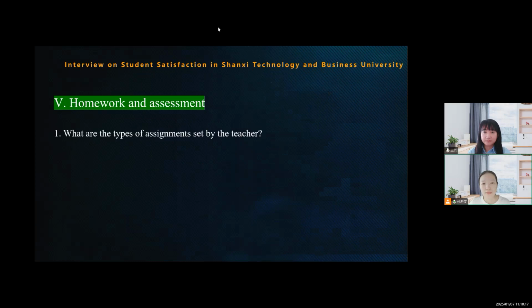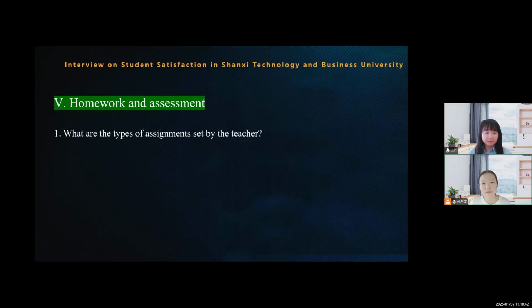Written homework is mainly to consolidate some theoretical knowledge. By doing questions, we can deepen our understanding of the concepts and principles learned in class. Case analysis reports require us to use the learned theories to analyze actual business cases and cultivate our analysis and problem-solving abilities.